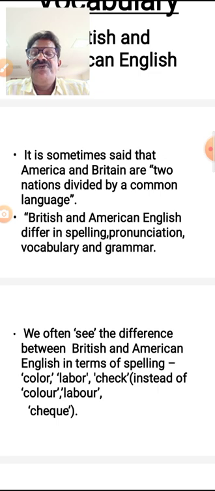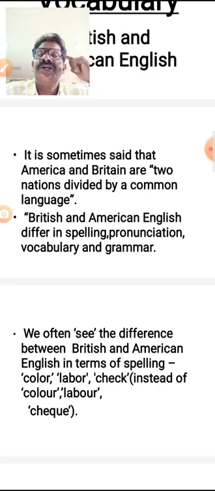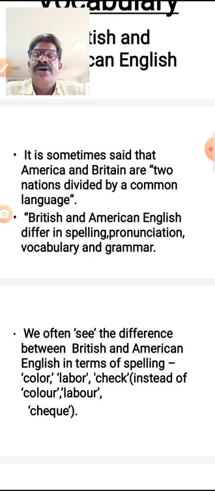British and American English differ in spelling. Why do they differ from each other? It's because of spelling, pronunciation, vocabulary, and grammar. Both nations use the English language as their mother tongue, but they differ from each other because of spelling, pronunciation, vocabulary, and grammar.